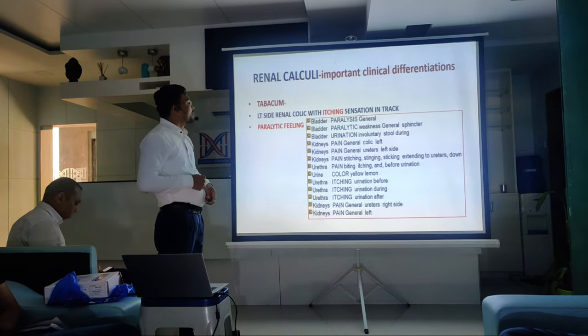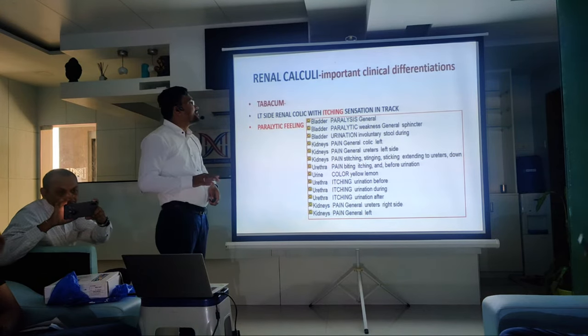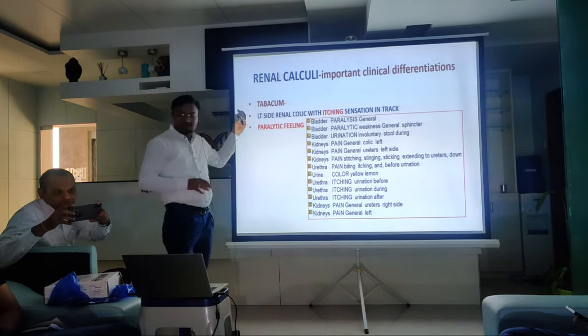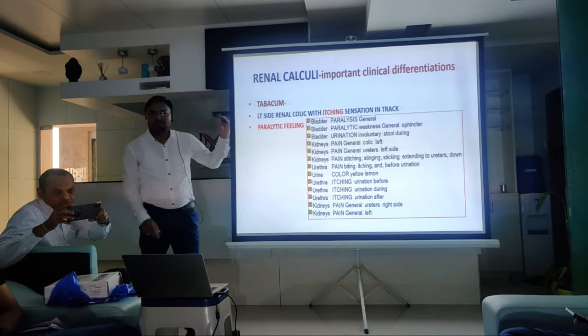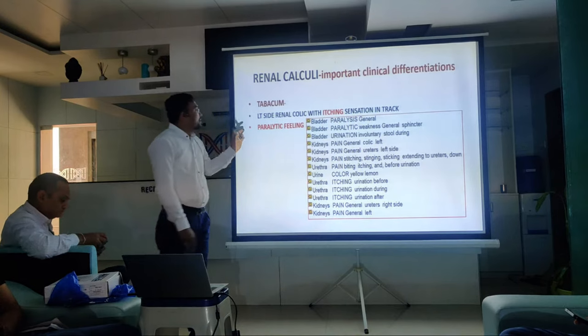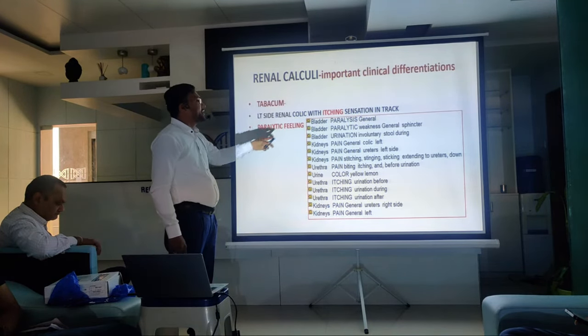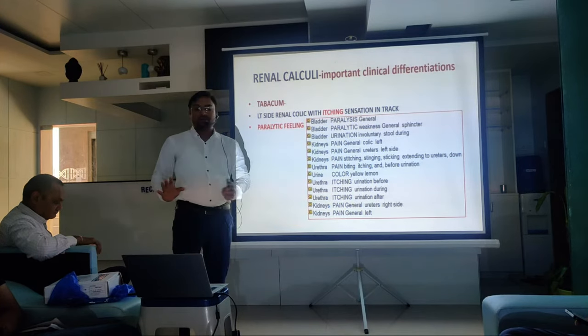Tabacum, left side renal colic with itching sensation in the tract. I think this is Solanaceae, no? Tabacum? Yes, it is Solanaceae. Belladonna-like, no? Tabacum. With itching sensation in the tracts and paralytic feeling, this is concomitant.